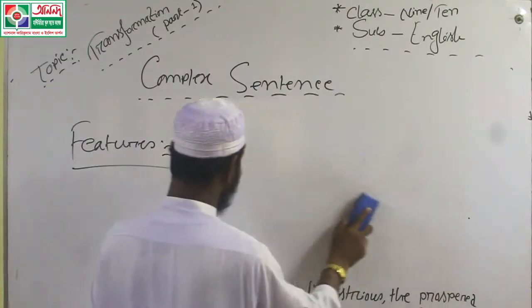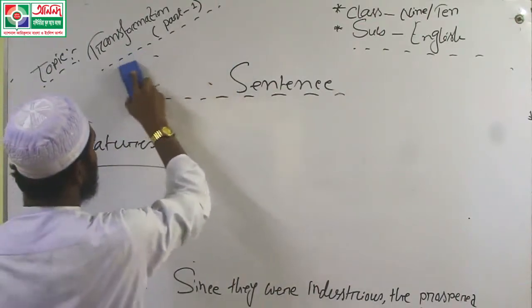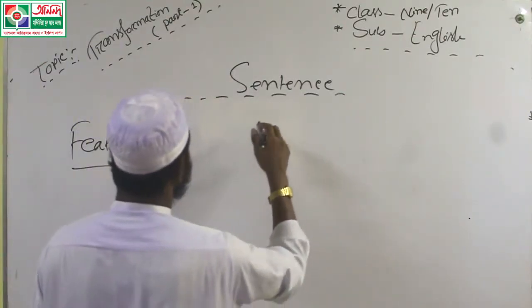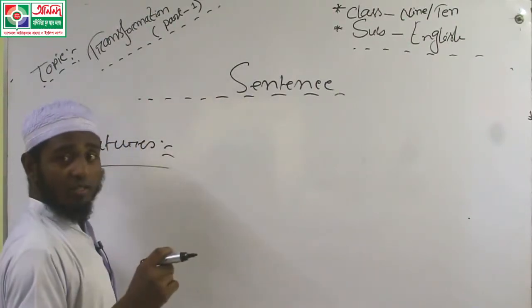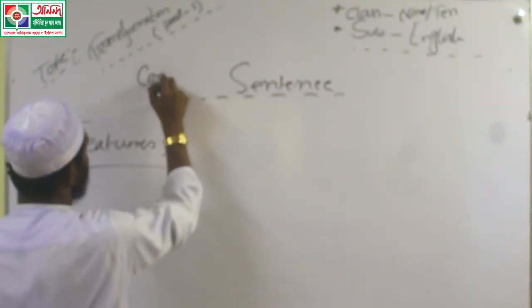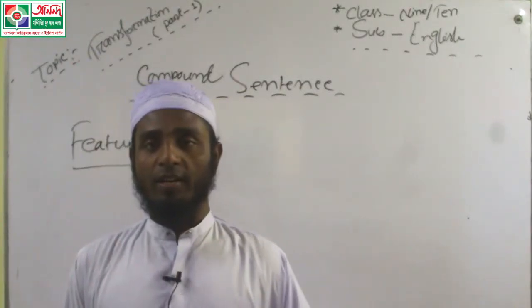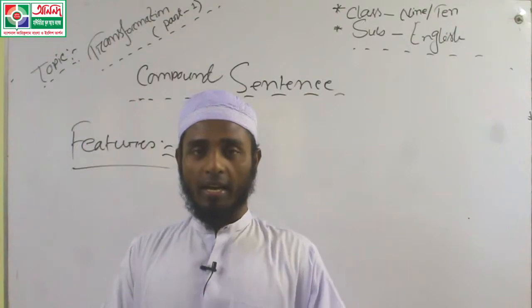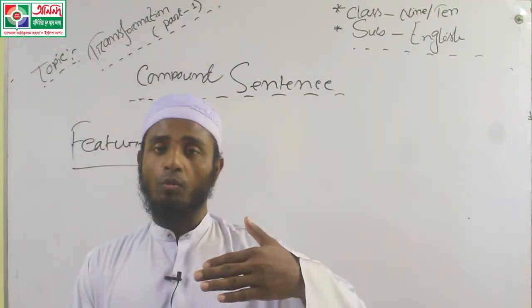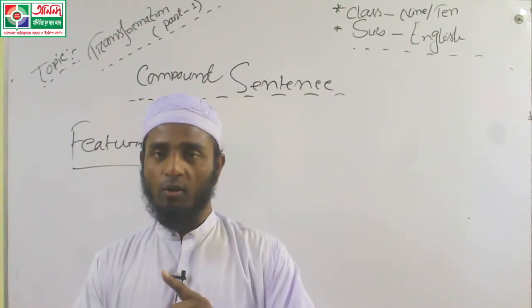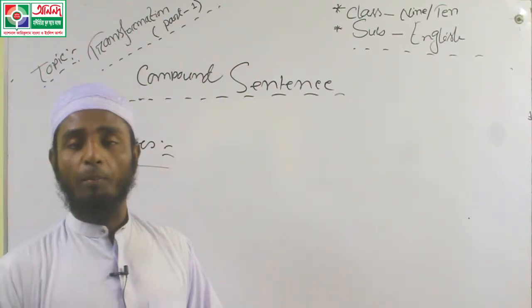Now the term compound sentence. After finishing the simple, complex, and compound introduction, then I will transform. Okay, compound sentence, my dear learners. What is a compound sentence? A compound sentence is a sentence which has more than one principal clause, joined by and, or, but, otherwise, and so.